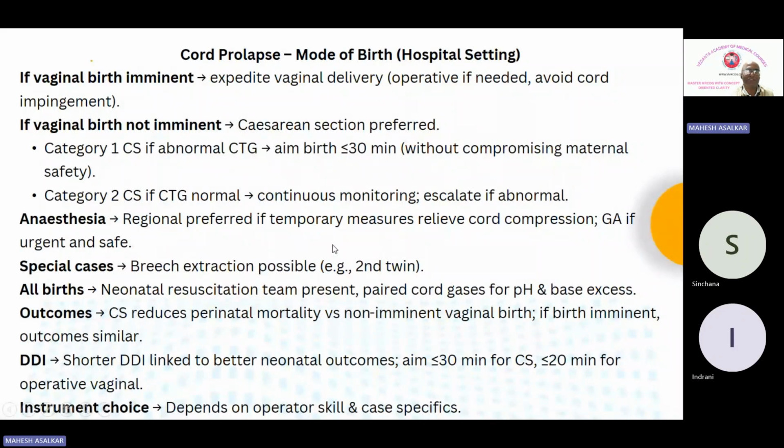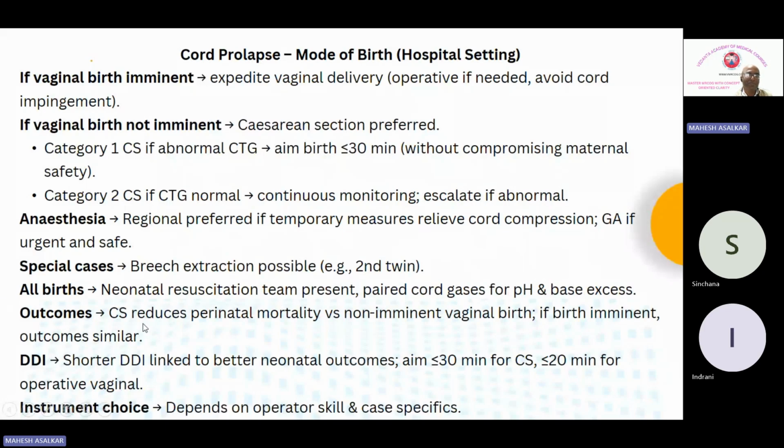Anesthesia: regional, if there is an expert person and the cord compression is relieved, then you go for regional anesthesia. Otherwise, GA if it is urgent and safe. So it will depend upon whether we have relieved the cord compression or not. Okay, then in special cases we may go ahead with breech extraction. For all births, the neonatal resuscitation team is present, with paired cord blood gases for pH and base excess. This also we have already seen.